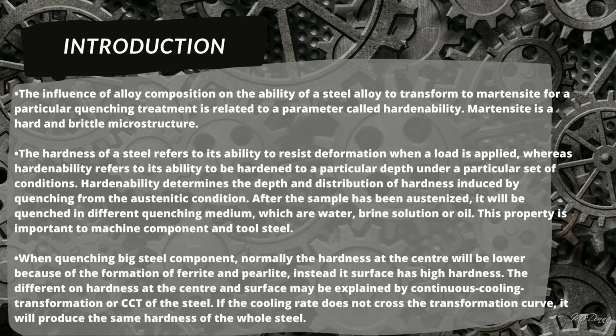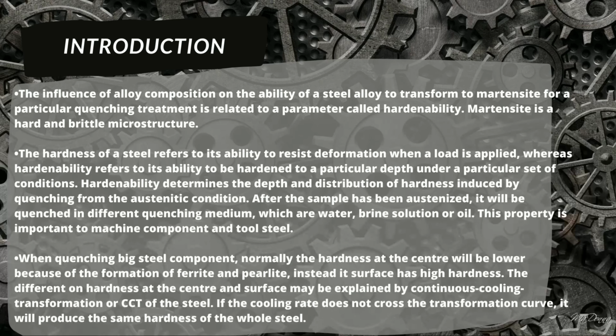The hardness of a steel refers to its ability to resist deformation when a load is applied, whereas hardenability refers to its ability to be hardened to a particular depth under a particular set of conditions. Hardenability determines the depth and the distribution of hardness induced by quenching from the austenitic condition. After the sample has been austenitized, it will be quenched in different quenching media, which are water, brine solution, or oil.